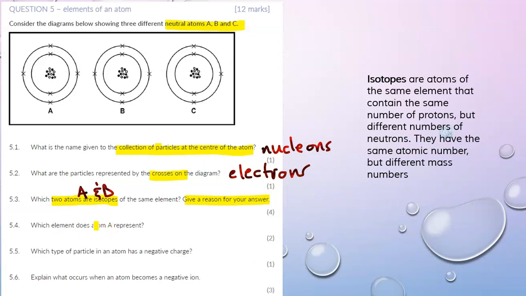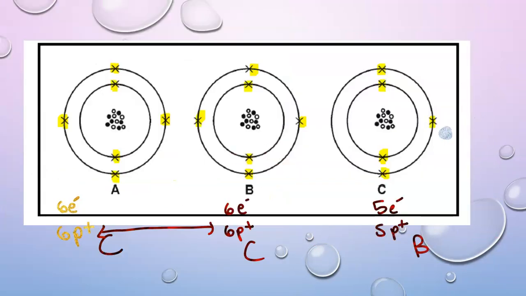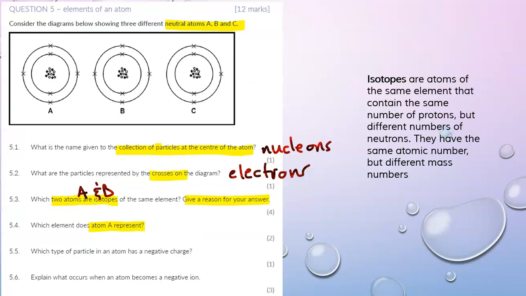Which element does atom A represent? Now, we already did that. A would be carbon for 2 marks. And then which type of particle in an atom has a negative charge? That comes from our little summary. That will be your electrons.